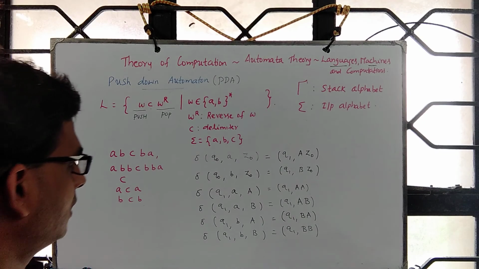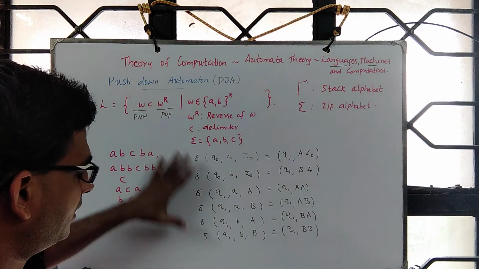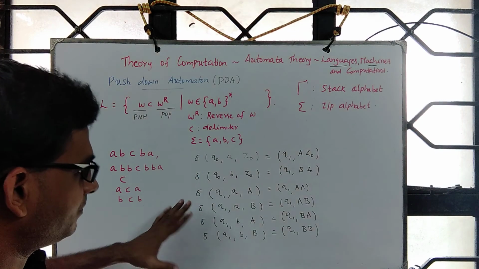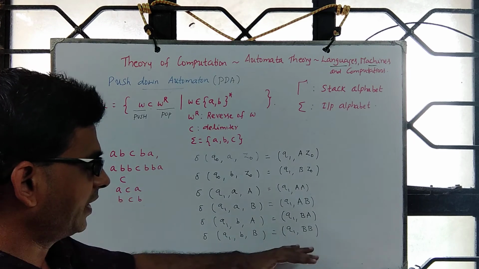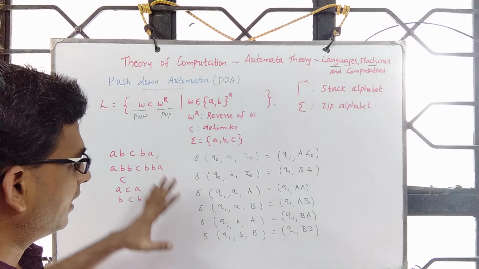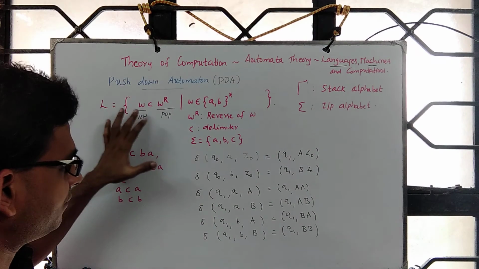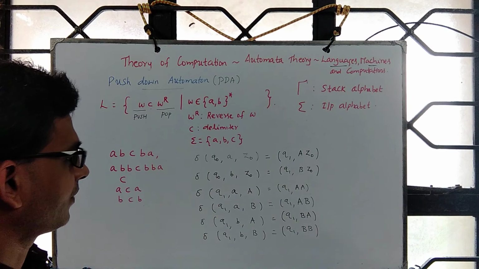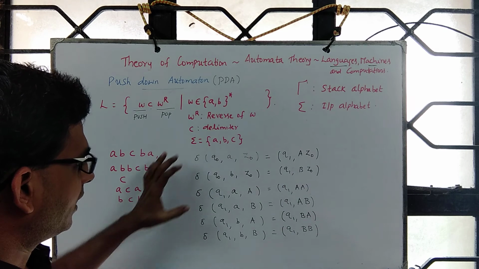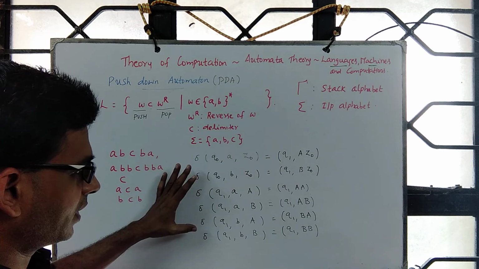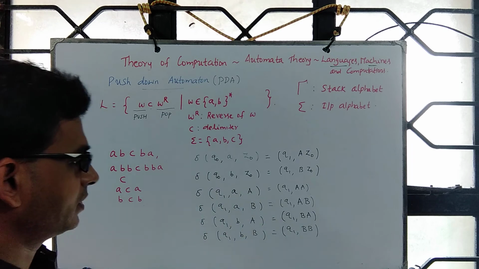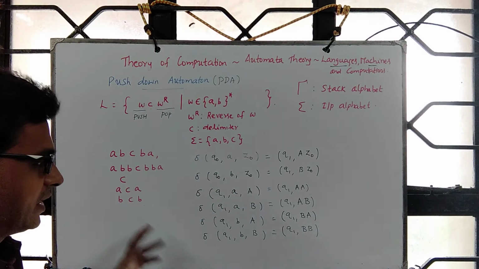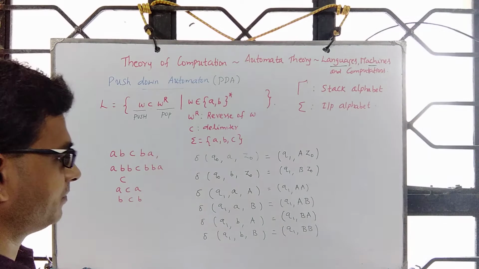Fine. So with this we ensure we have reached a stage where we have read all of W. Correct? We have read all of W, and now we will take a switch and then start performing pop. Okay.